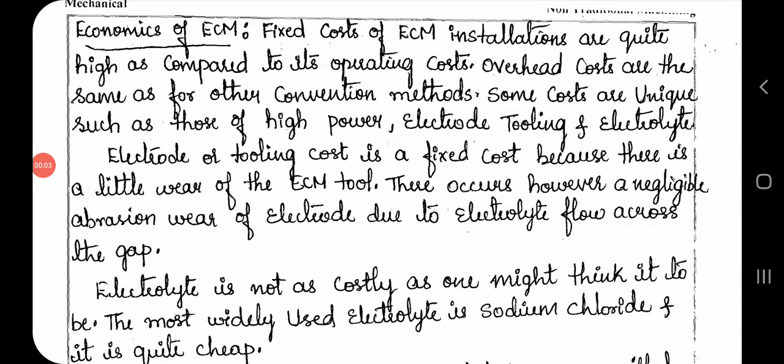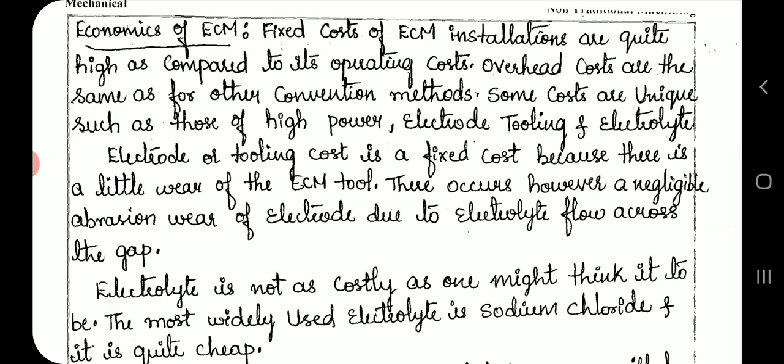Economics of ECM. Fixed costs of ECM installations are quite high as compared to its operating costs. Overhead costs are the same as for other conventional methods. Some costs are unique, such as those of high power, electrode tooling and electrolyte.